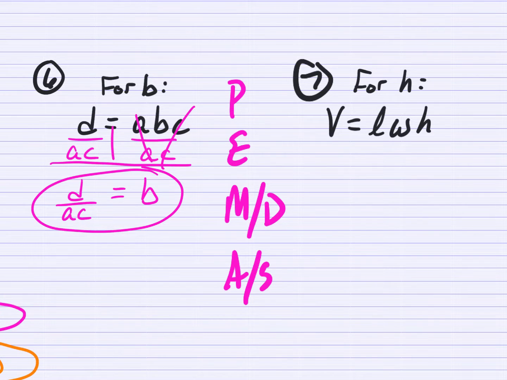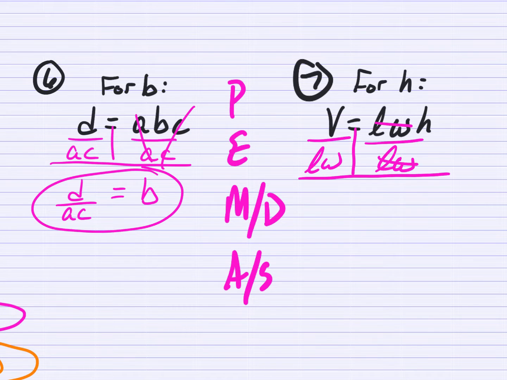On number 7, again, we just have to ask ourselves, what variable are we trying to get by itself? Well, it says to solve for the h. So then we ask ourselves, what's on the same side as the h? There's an L and a W. Now, they're all written right next to each other, which means they're all multiplying each other. So then, if I'm trying to get the h by itself, and it's getting multiplied by L and W, I would simply say, what's the opposite of multiplying by L and W? Which is dividing by L and W.